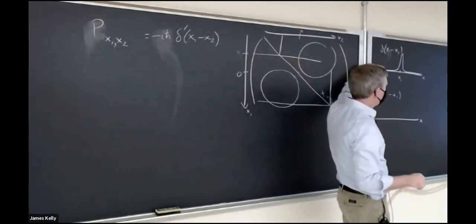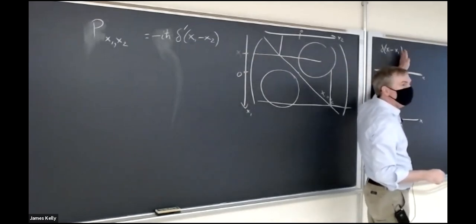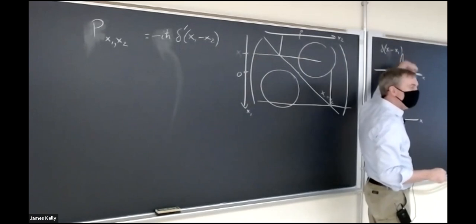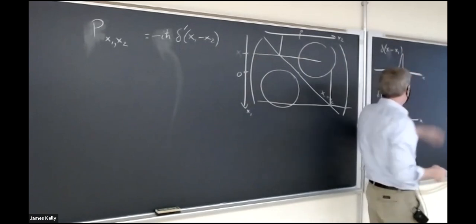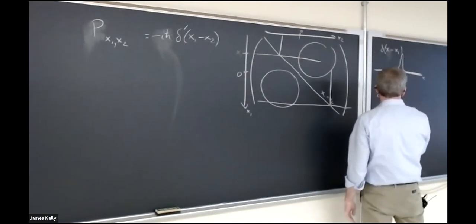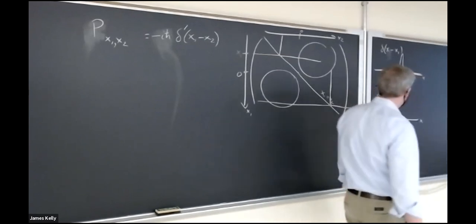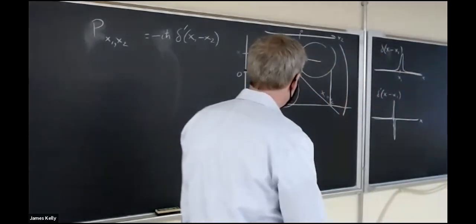Well, it's 0 over here, right? The derivative is 0. And then all of a sudden it gets extremely positive, and then suddenly it becomes extremely negative, and then it goes back to 0. So here again is x1. It goes very rapidly positive and then very rapidly negative and then back to 0. So a derivative of a Dirac delta function kind of looks like that.